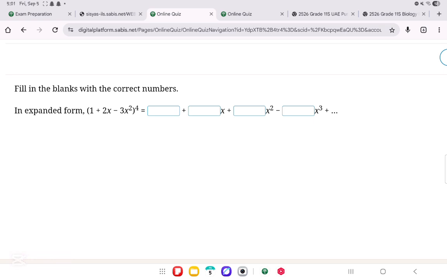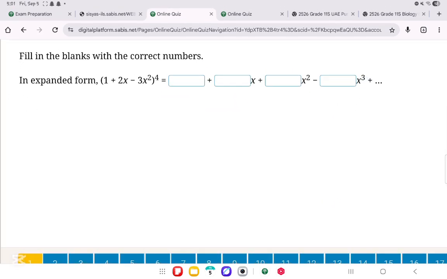What is the first question? It says, fill in the blanks with the correct numbers they want. Okay, this is a big number: 1 plus 2x minus 3x squared to the power of 4. Now, what is the first thing we're going to do? We're going to separate them into A and B. So this over here is our A, and this over here is our B.